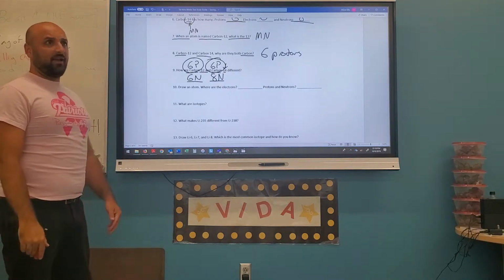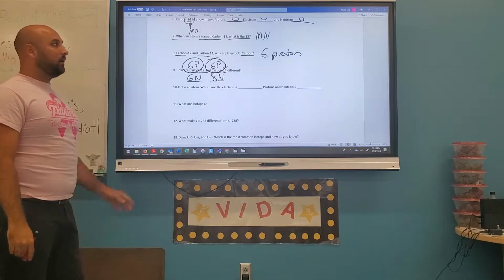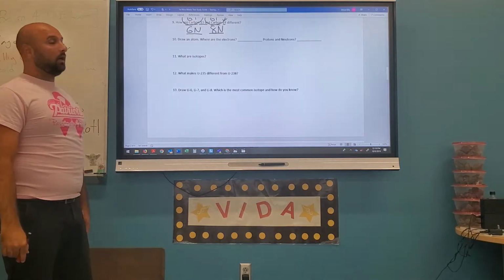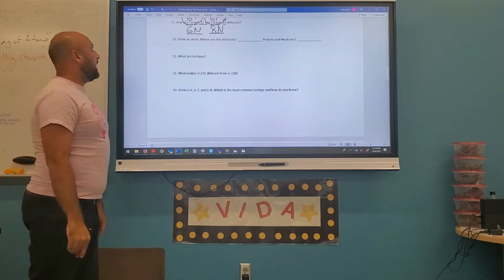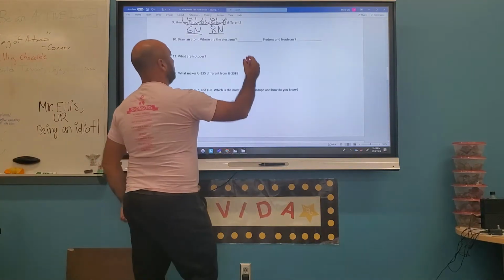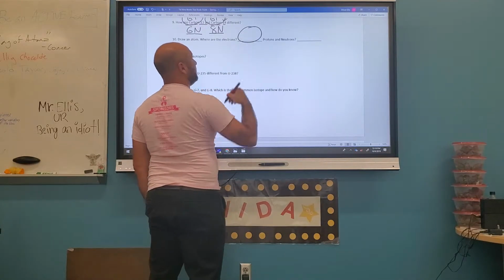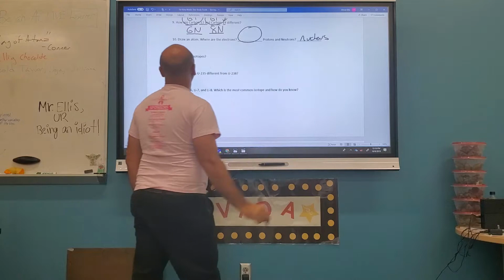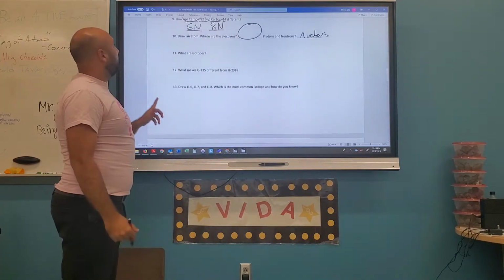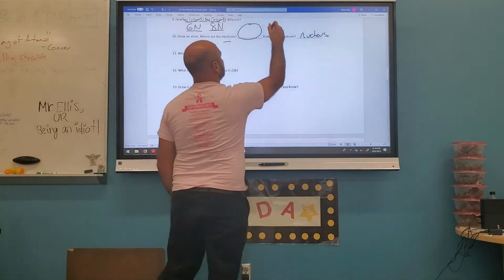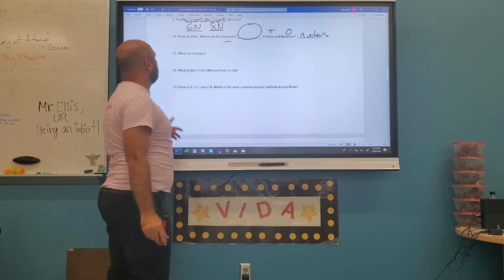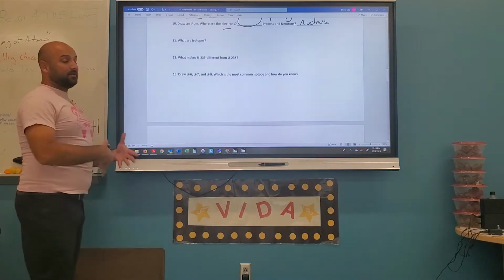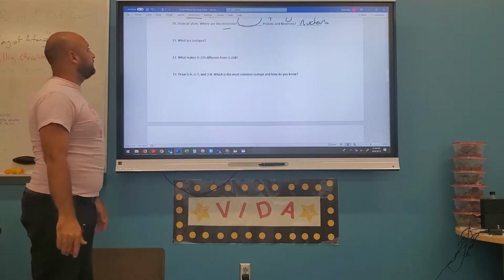Please learn that song. I've got people in some of my classes who clearly don't know it, and you've got to. Draw an atom. Where are the electrons? Well, electrons are around the outside in the electron shells. Where are the protons and neutrons? In the nucleus. Don't forget, electrons are negative, protons are positive, and neutrons have no charge. What are isotopes? Atoms with the same number of protons, different numbers of neutrons.